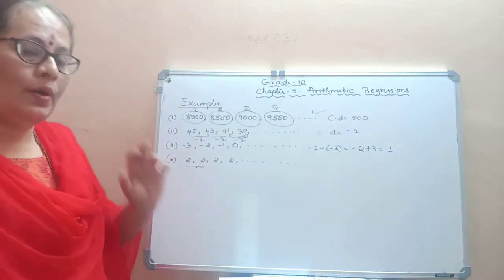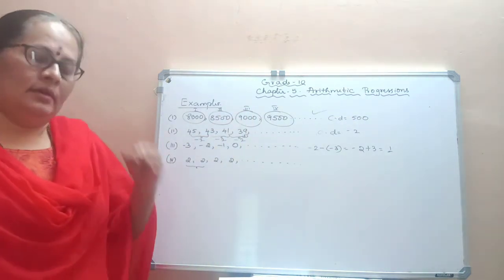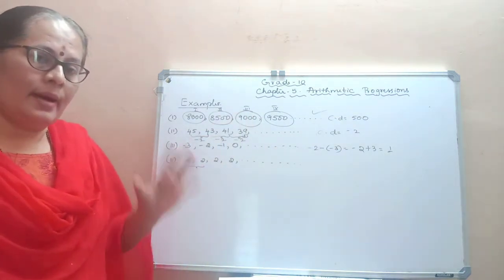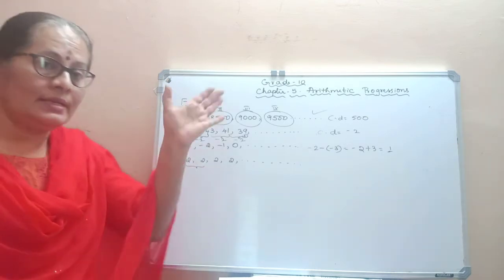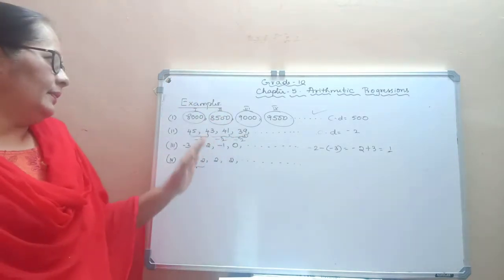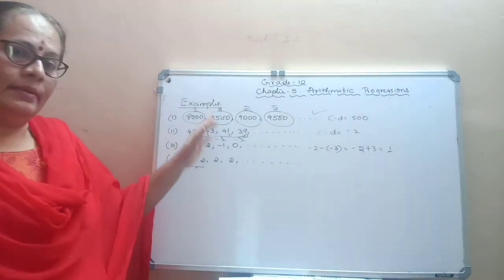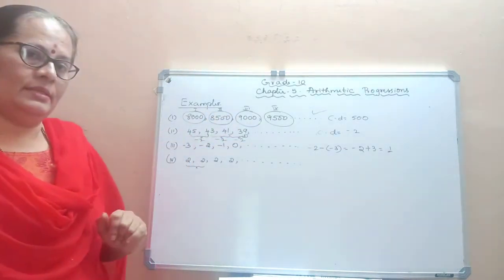Now the question is how to find the common difference. The common difference can be calculated by subtracting the first term from the second term, then subtracting the second term from the third term, like this.